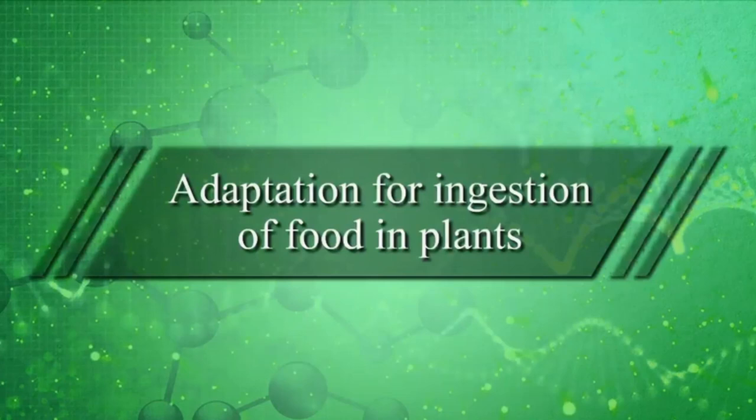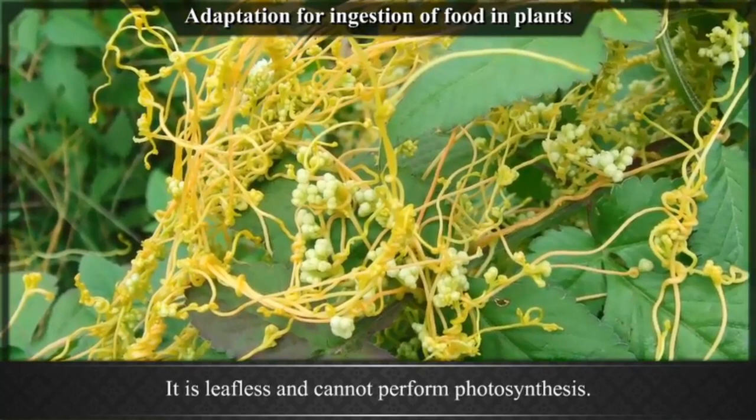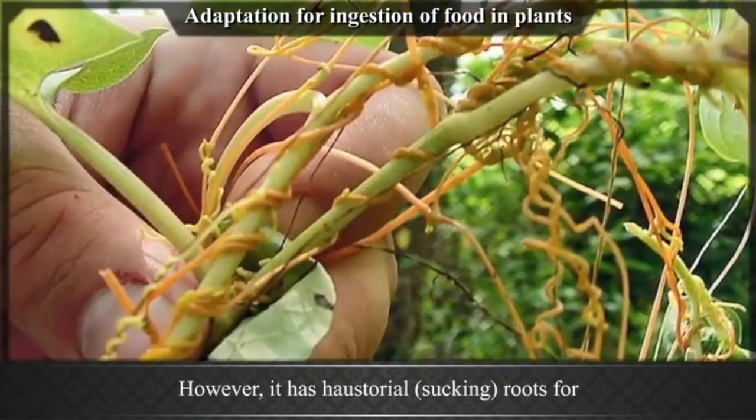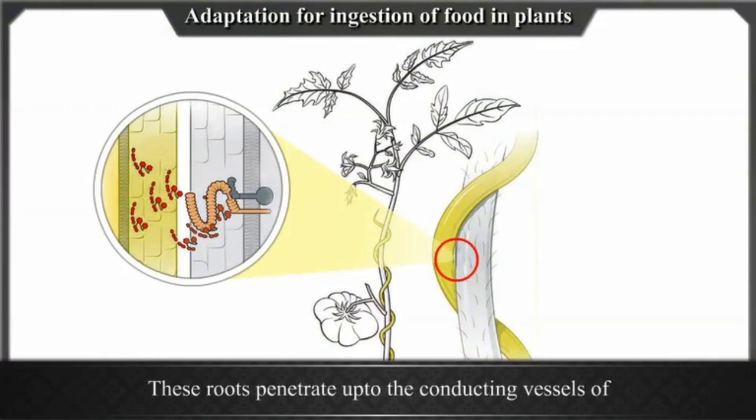Adaptation for ingestion. The plant body of dodder consists of yellow wire-like stems. It is leafless and cannot perform photosynthesis. However, it has haustorial, that is, sucking roots for absorbing nutrients from the host plant. These roots penetrate up to the conducting vessels of the host plant to absorb water and food.